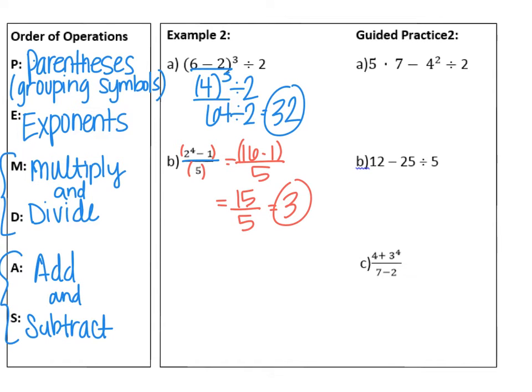Okay, A, there are no parentheses. There is an exponent. Since the negative sign in front of the 4 is not in parentheses, we do not square the negative. So that's actually going to be 5 times 7 minus 16 divided by 2. Multiply and divide from left to right. So we're going to do this. Then we're going to do this. 5 times 7 is 35. Negative 16 divided by 2 is negative 8. And then 35 minus 8 is 27.